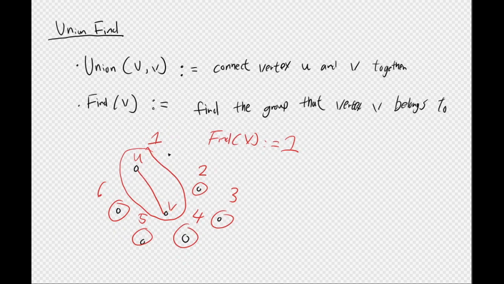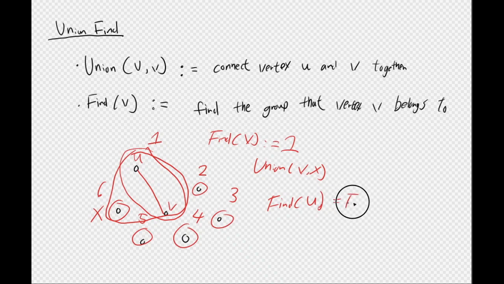However, we can apply several unions again. For example, I can union, let's call this vertex X, I can apply this union V X again, and these three nodes now will have the same group number. So what I'm trying to say is that find U should be equal to find V should be equal to find X. So that's the whole idea of union and find.